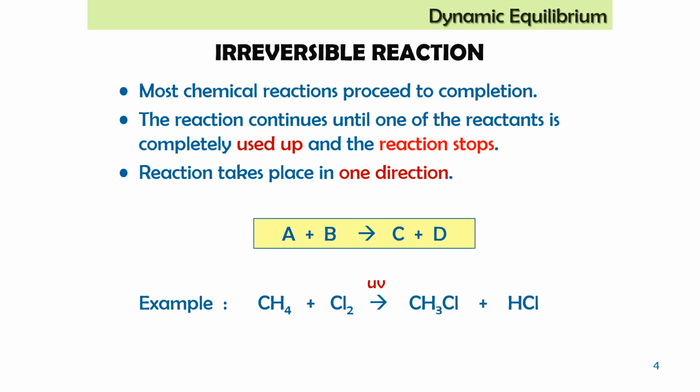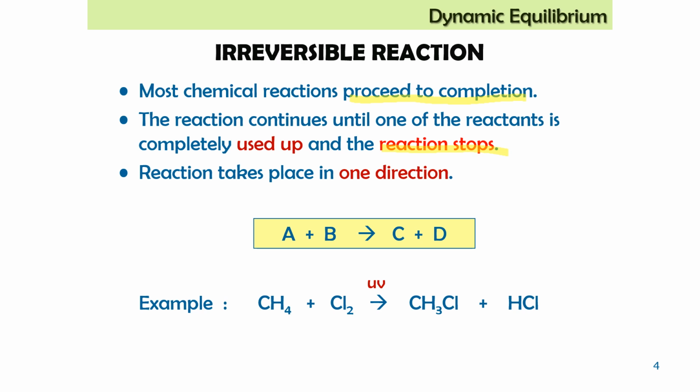Okay, you have irreversible reaction and reversible reaction. So we will look into detail after this. Now let's focus on irreversible reaction. So most of the chemical reaction that you know, it will proceed until it completes. Means the reaction will continue until one of the reactant is finished, completely used up, and then the reaction will stop.